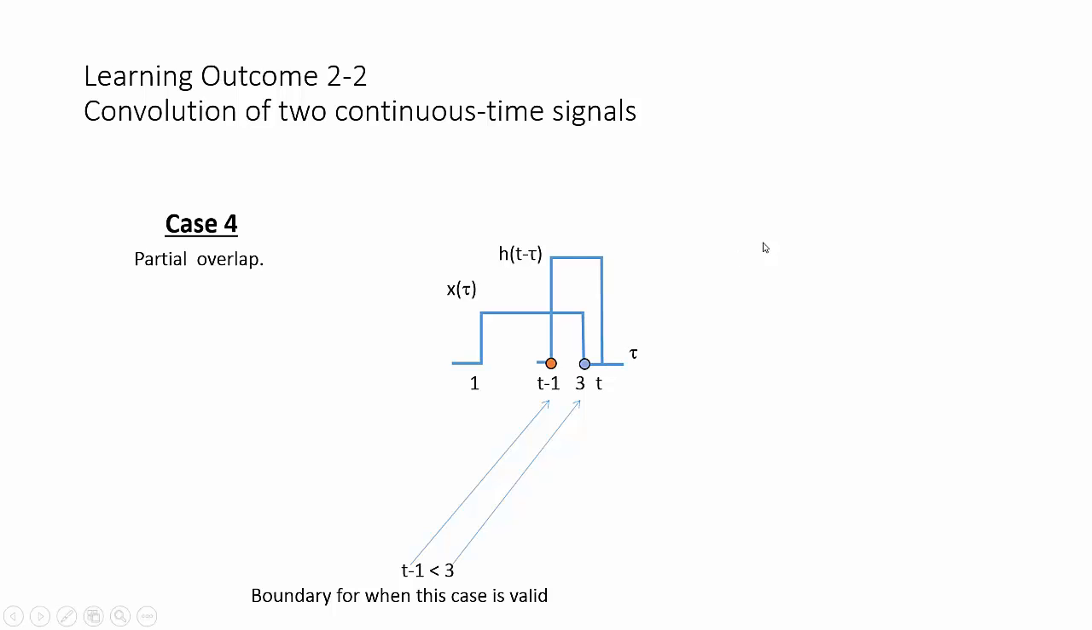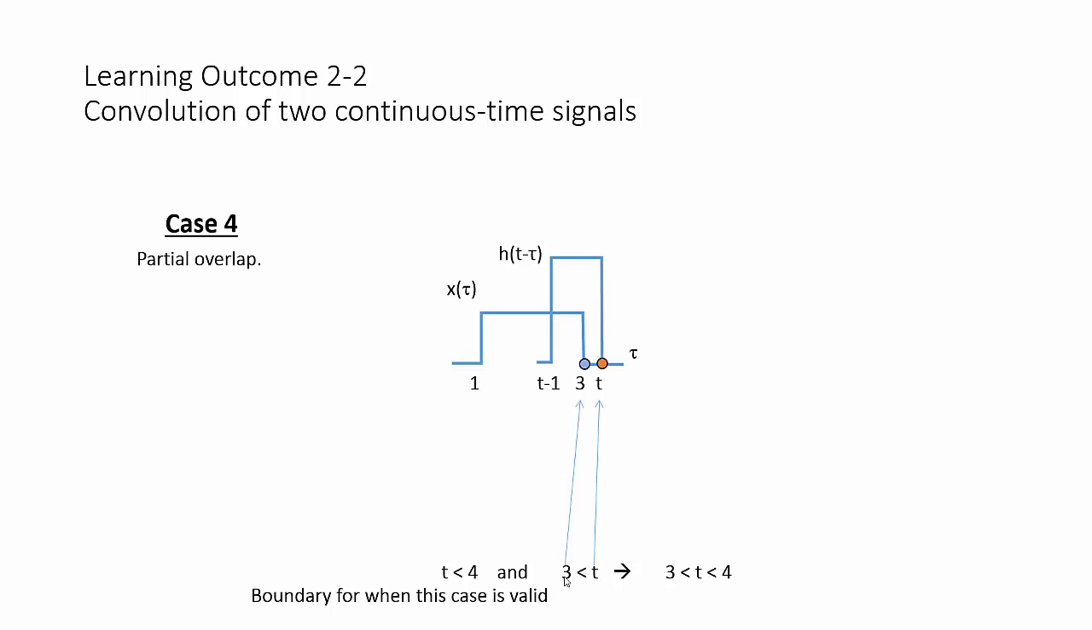If we keep increasing our t, now our tall pulse is slightly off and beyond our short pulse. So again, we have partial overlap. We'll have this partial overlap whenever t minus 1 is to the left of 3, therefore t is less than 4. But also it has to be the case that t is to the right of 3, therefore t is greater than 3. Combining these, t is between 3 and 4.